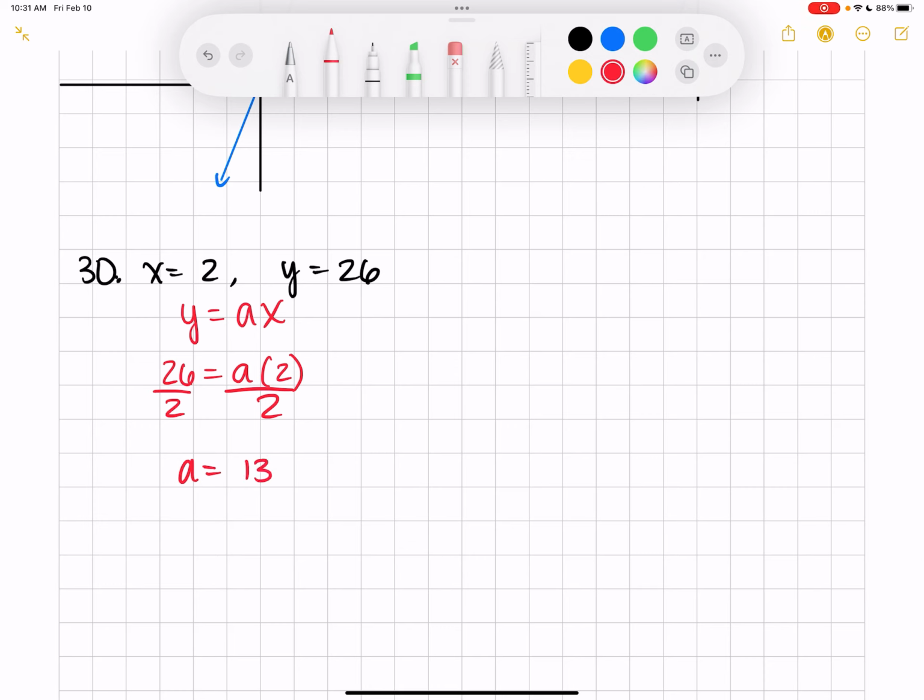It wants the direct variation equation. Okay, so this is step 1. Then step 2, we plug this number in, and so we just get y is equal to 13x. This is the final answer you'll see in the book, and what you're ultimately trying to find. But you can't do this until you have found this, okay?